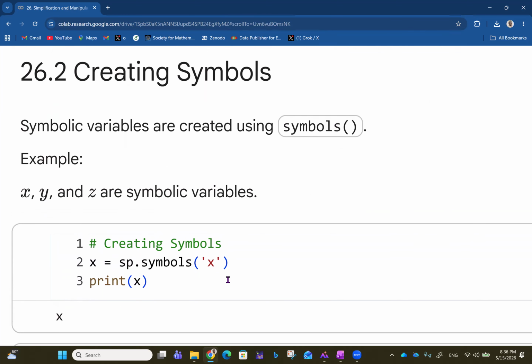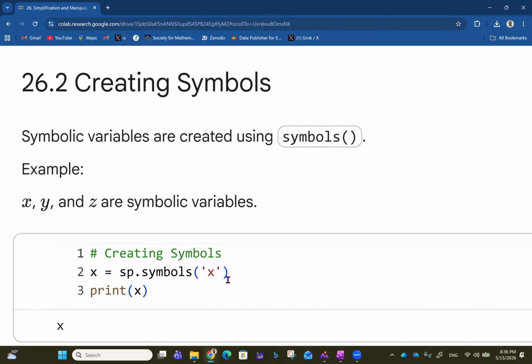Then the next thing is you want to create symbols. Each time you need to do a task using SymPy, one of the first things you do after importing is to create symbols. Symbolic variables are created using symbols, which is a generalized form. Although if you want to create a single symbol, you can use Symbol with a capital S, without the plural. But symbols is more like a generalization of every other thing. Example: x, y, and z are symbolic variables.